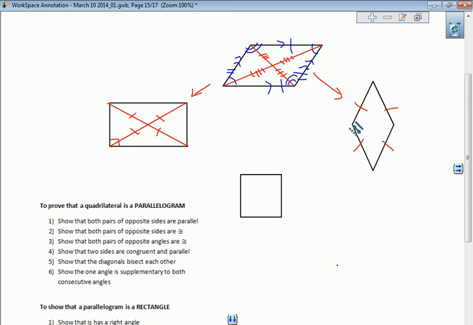Plus, how do they intersect? What do they form when they intersect? Perpendicular. Yes. When they do, they make congruent angles, because that's what angle bisections are. Yep.